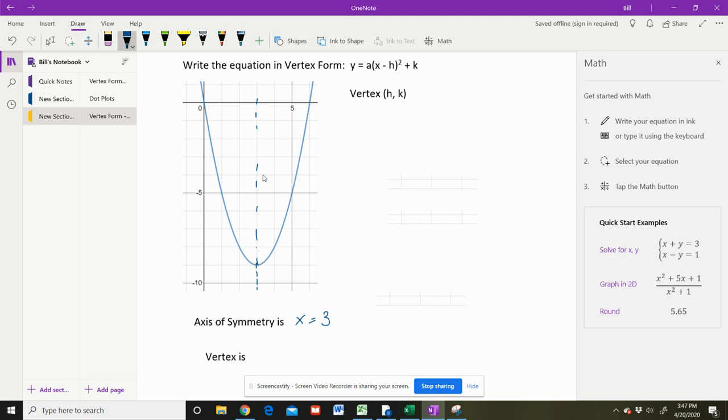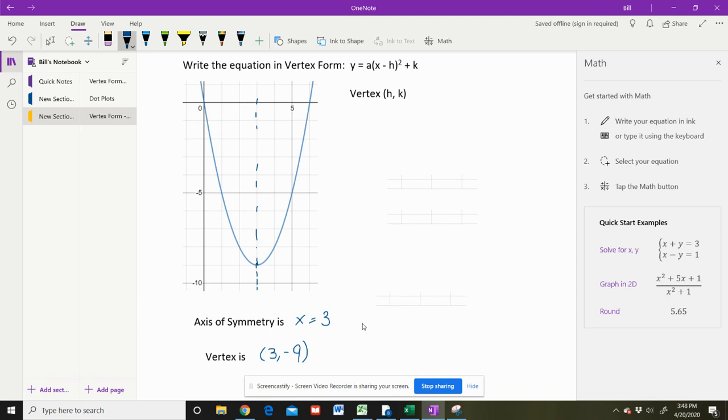And then my vertex, I go, okay, I know that my x coordinate is 3 because the x coordinate of my vertex is the same as the axis of symmetry. X is equal to 3. So I'm at 3, and now I just got to find the y coordinate of this point. So I'm at -5, -6, -7, -8, -9. So 3 comma -9 is my vertex. So now I want to write out what my equation would be.